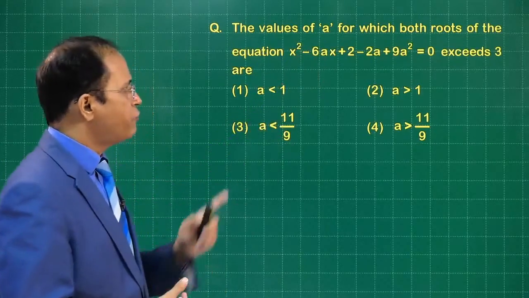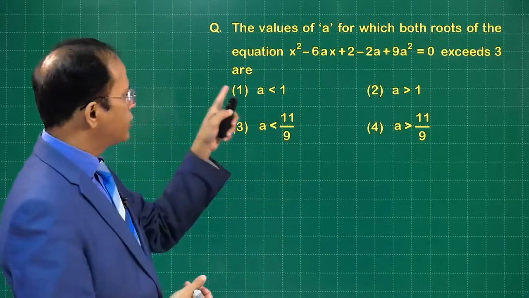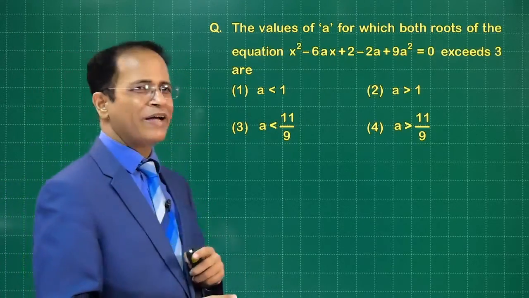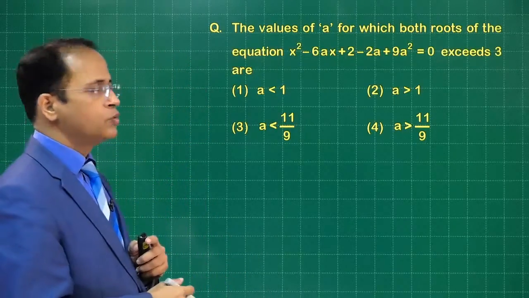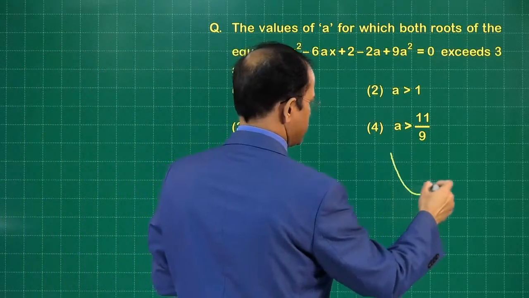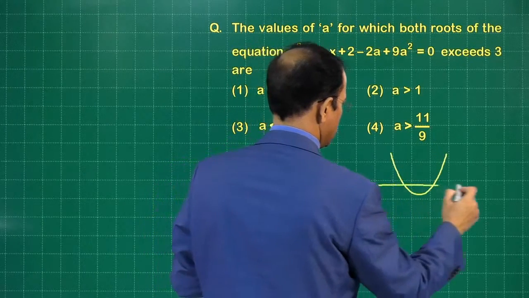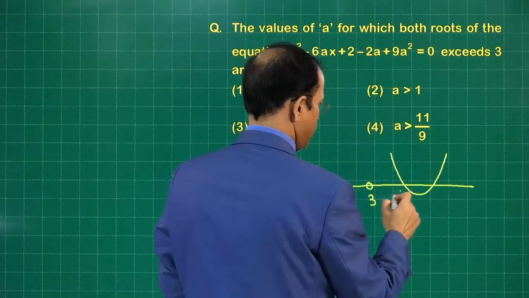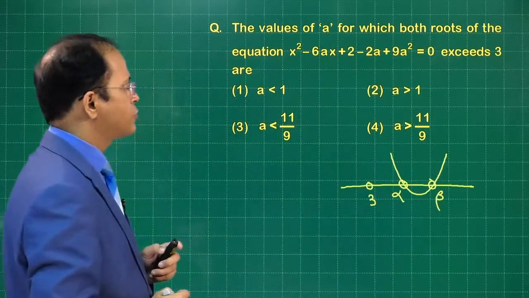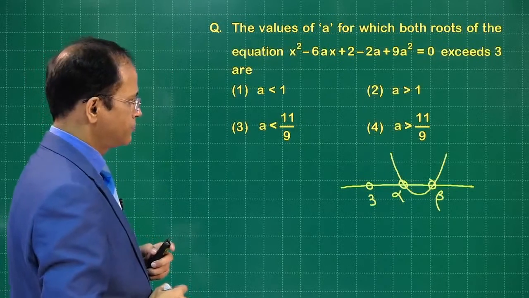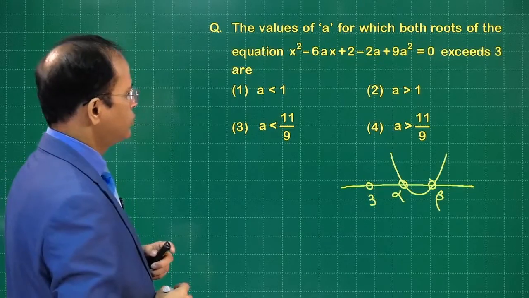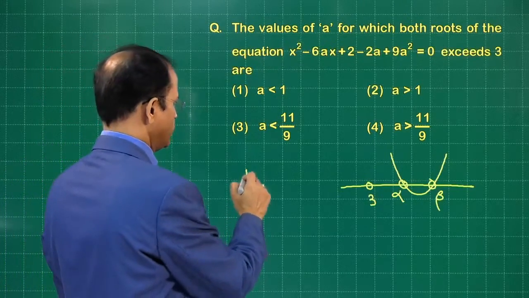The values of a for which the roots of the equation x square minus 6ax plus 2 minus 2a plus 9a square is equal to 0 exceed 3. So roots exceed 3 means we are talking about something like this, right? Alpha and beta. These are the things we have. Exceeds 3, isn't it? Got it?